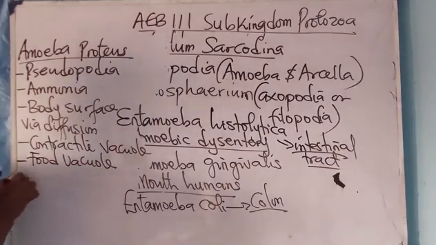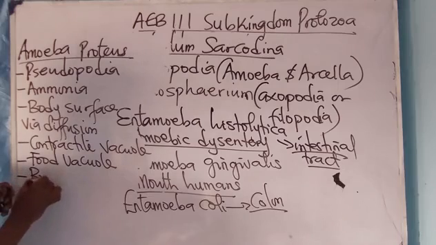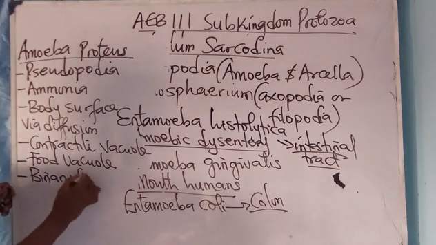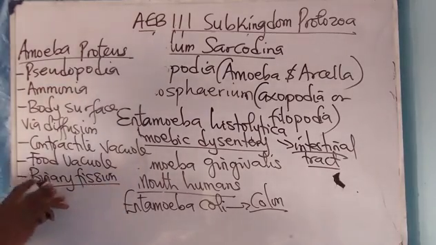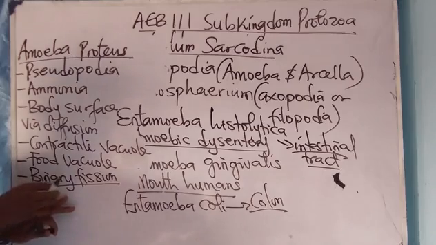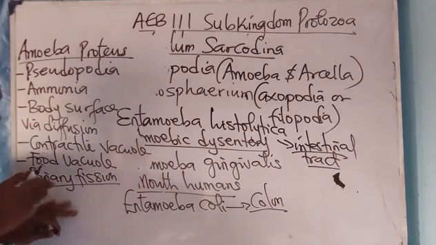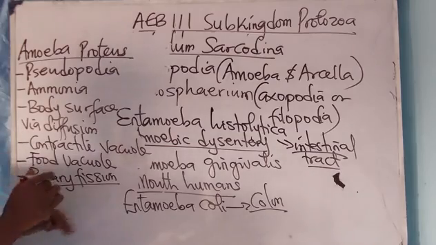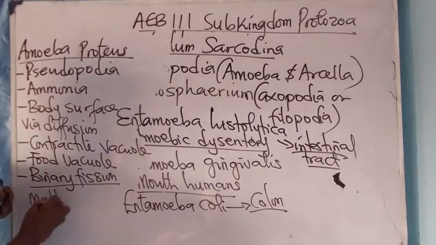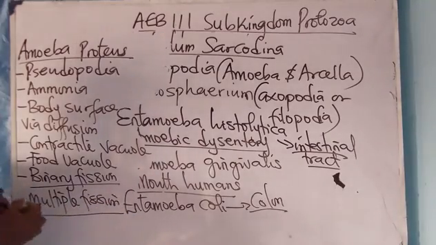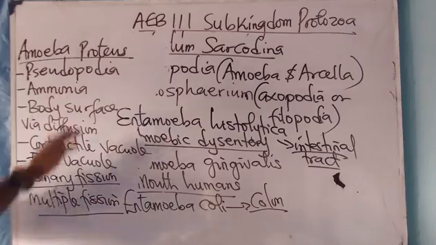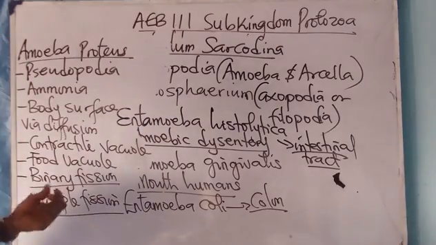Reproduction is through binary fission. During favorable conditions, asexual reproduction occurs as binary fission. But during unfavorable weather conditions, there is multiple fission, in which the nucleus or the cell splits into various parts, not just two.